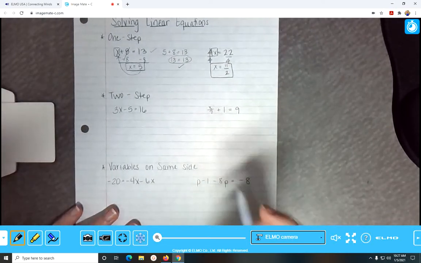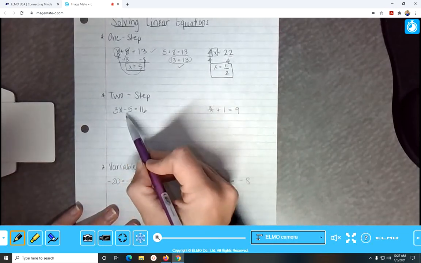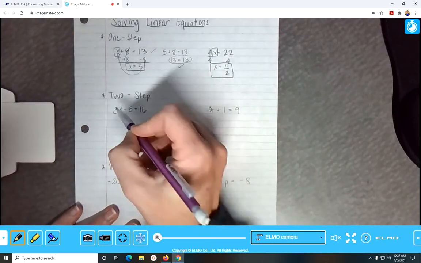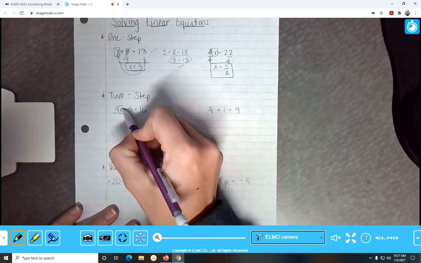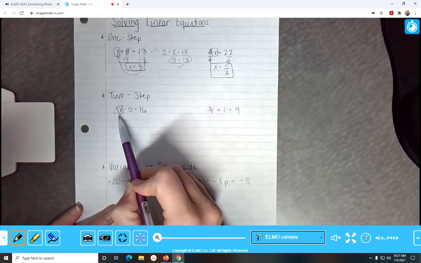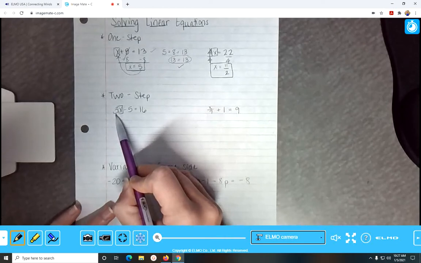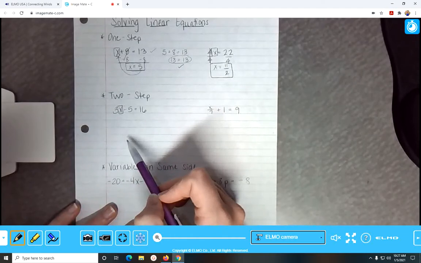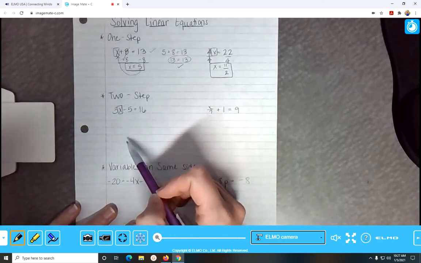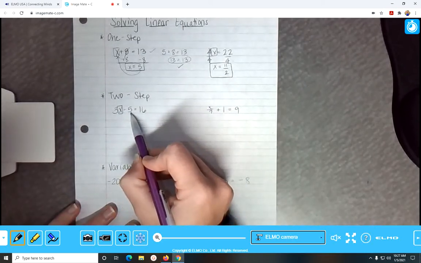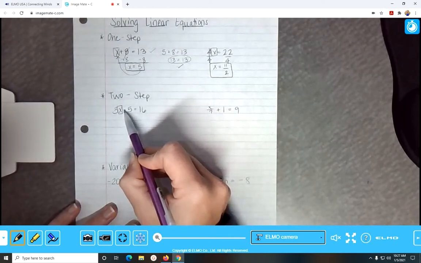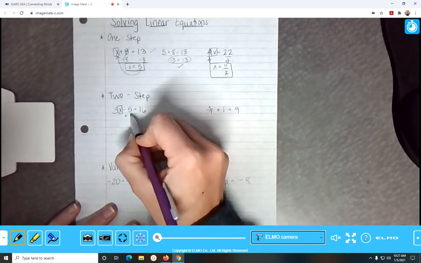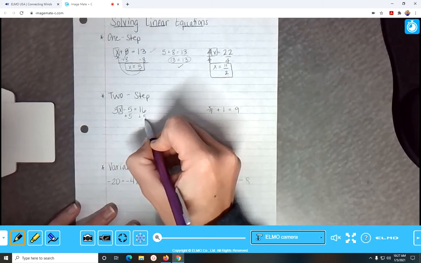Okay, for our two-step equations, we have 3x minus 5 equals 16. So here's the variable that we want to isolate. So we have two things that we need to get rid of. We have a 3 in front of the x, and we have a minus 5 after the x. When you're solving an equation, you always want to undo your addition and subtraction first, and then your multiplication and division after that. So we actually want to get rid of the minus 5 first, and the opposite of subtracting 5 would be to add 5. So we'll add 5 to both sides of the problem.